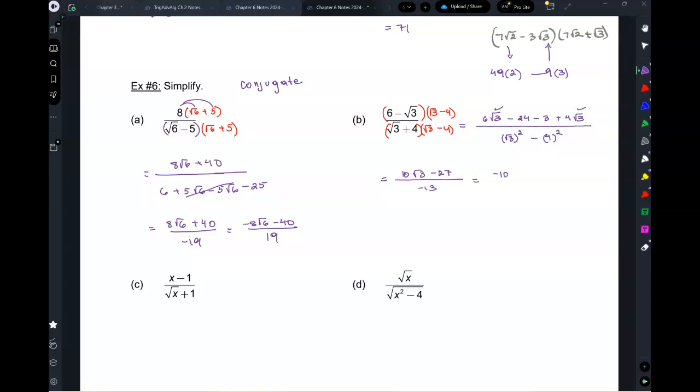So again, negative 10 root 3 plus 27 over 13. Now, convention is usually we don't like to have stranded negatives like this. So when one term is negative and one term is positive, books will usually write the positive one first and then the negative so that it's more compact, like the negative is incorporated into the expression. All right? Okay, questions?